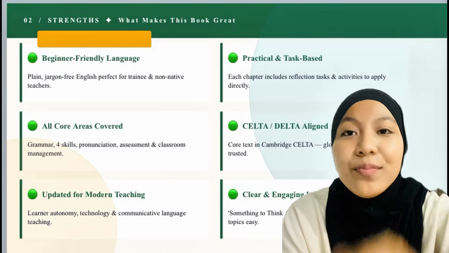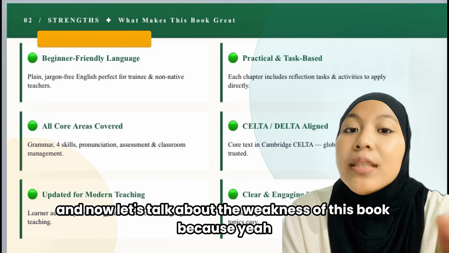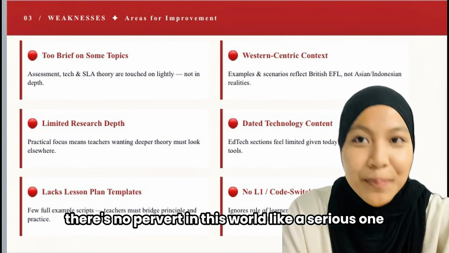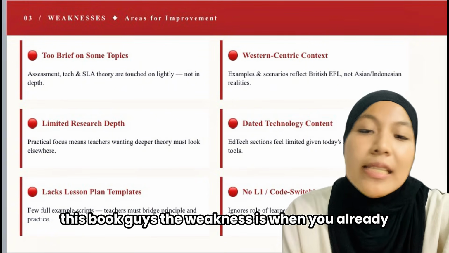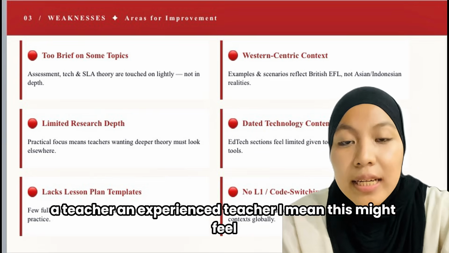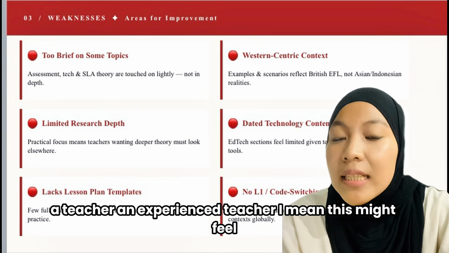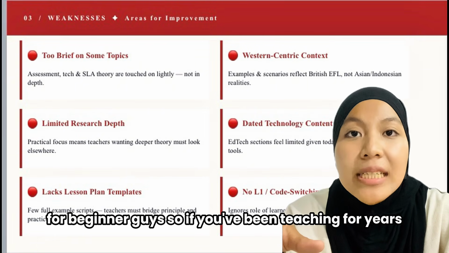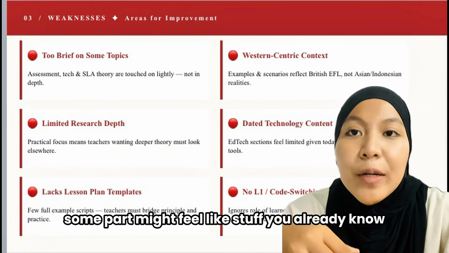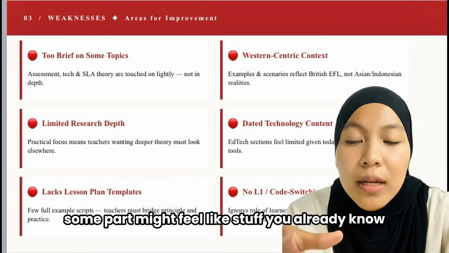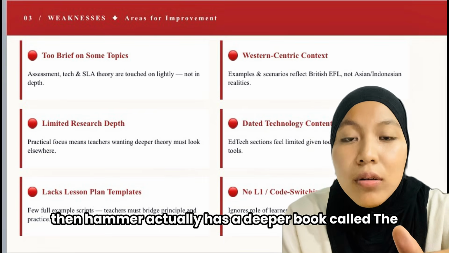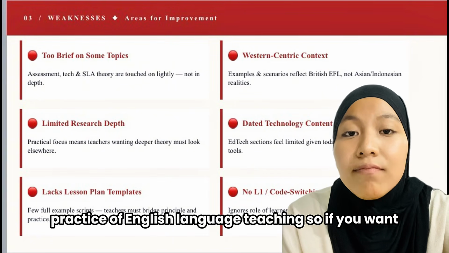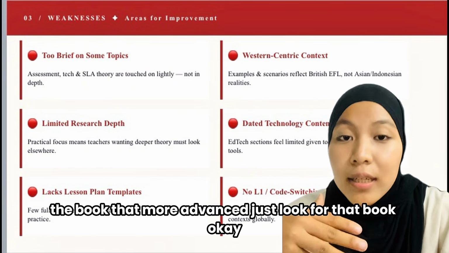Just read this one. And now let's talk about the weaknesses of this book, because nothing is perfect in this world, including this one. The weakness, guys, is that when you're already an experienced teacher, this might feel a bit basic, because this book is really designed for beginners, guys. So if you've been teaching for years, some parts might feel like stuff you already know. Harmer actually has a deeper book called The Practice of English Language Teaching. So if you want a more advanced book, just look for that book, okay?